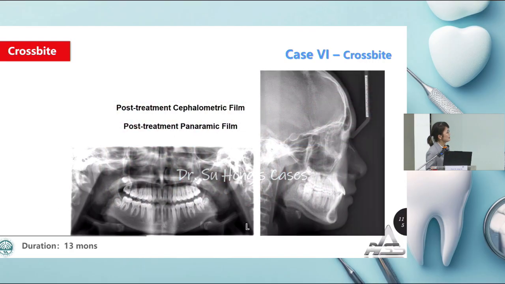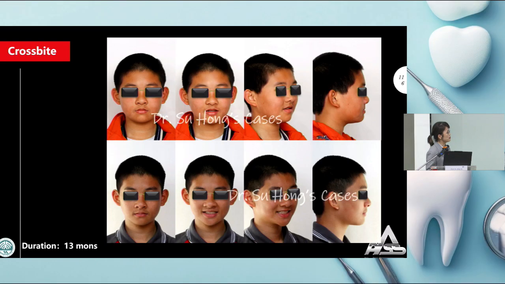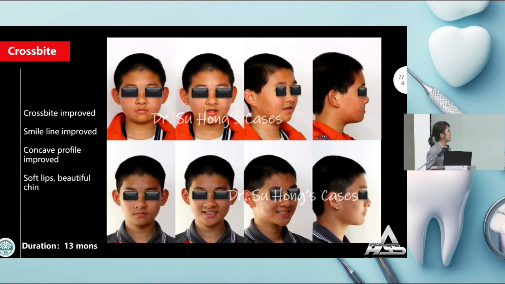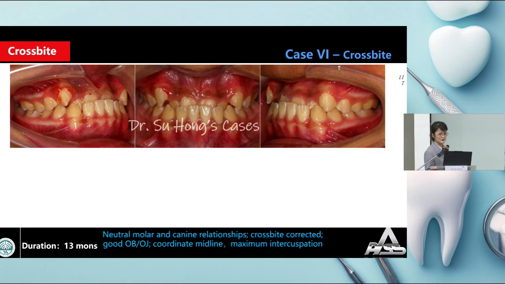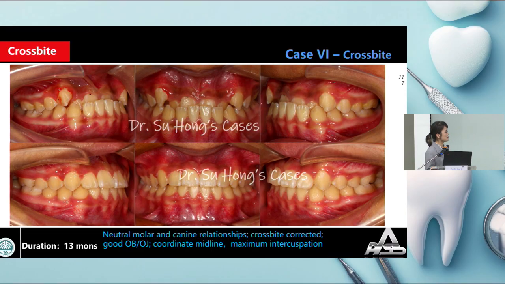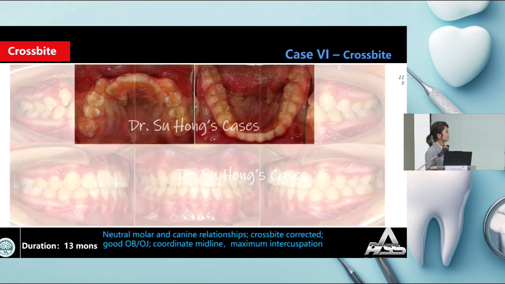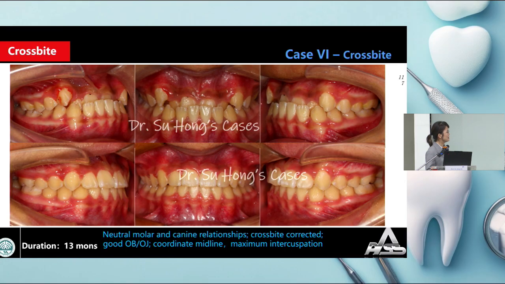A beautiful profile. The crossbite improved, smile line improved, concave profile improved. Within 1 year's treatment with PASS, we can see a beautiful chin. A neutral molar and canine relationship, crossbite corrected. Yeah. We can see the curve of Spee here. You can see the change between before and after treatment.